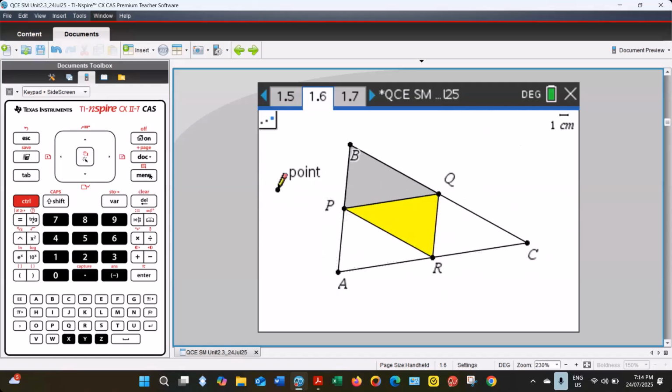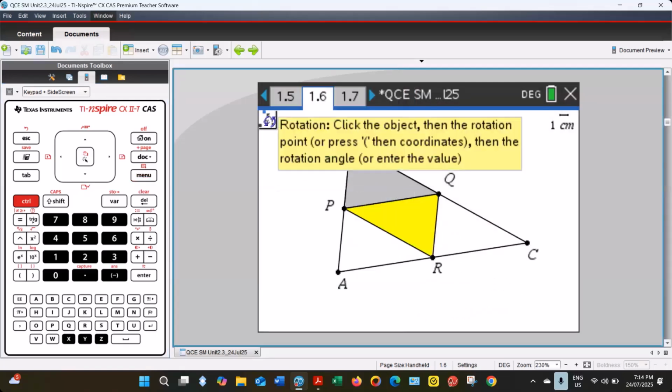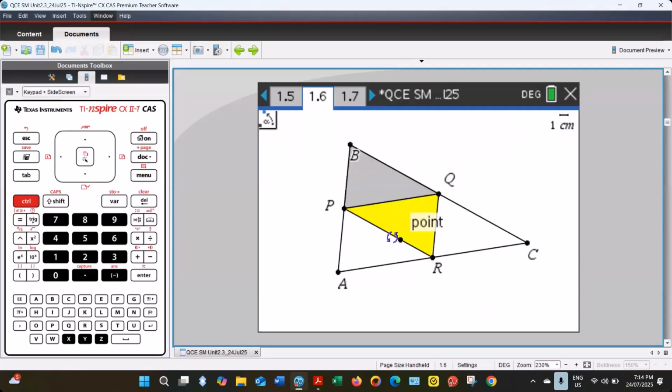An alternative transformation I can use is the rotation. So how do I use the rotation? Click the object, then the rotation point, then the rotation angle. So I click the object, and the angle that I want is 180. And I see that it's sort of stuck there. I sort of locked it in, so that's why it's not ghosted. I shouldn't have clicked that point because that's locked it in, but you can see that it moves and it's congruent as well.